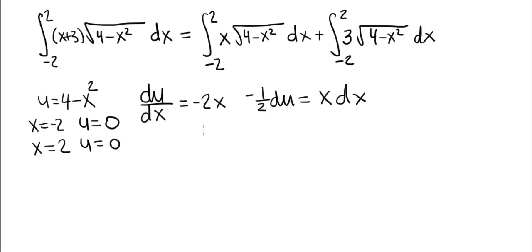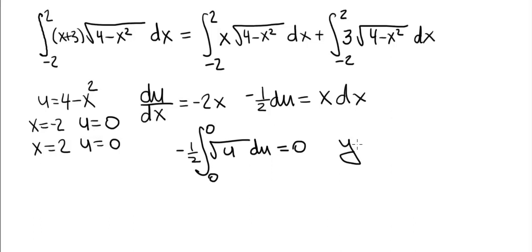So the resulting integral looks like this. First of all, it's the integral from 0 to 0 of square root of u, and x dx is minus 1/2 times du. Any integral from 0 to 0, or 1 to 1, or 2 to 2, or 3 to 3 is 0. To see why this happens graphically, let's look at the function x times the square root of 4 minus x squared.